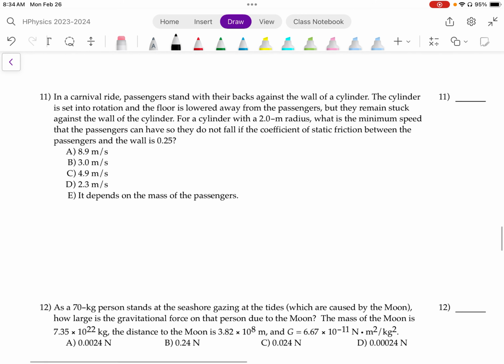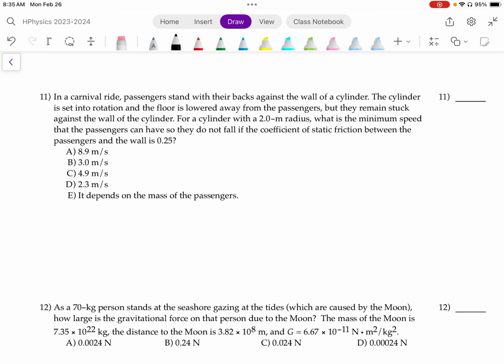Number 11. In a carnival ride, passengers stand with their backs against the wall of the cylinder. The cylinder is set into rotation and the floor is lowered away from the passengers, but they remain stuck against the wall of the cylinder. For a cylinder with a 2-meter radius, what is the minimum speed that the passenger can have so they do not fall if the coefficient of static friction between the passengers and the wall is 0.25?